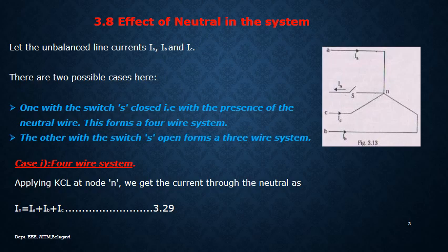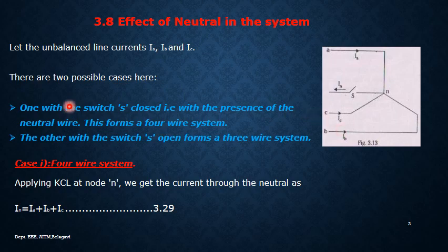In this session we are going to discuss the effect of neutral in the system. For that, let us consider a three-phase star connected system like this, having lines A, B, C, and a provision is given for the neutral wire with the help of switch S. There are two possible cases we are going to see for this particular system.